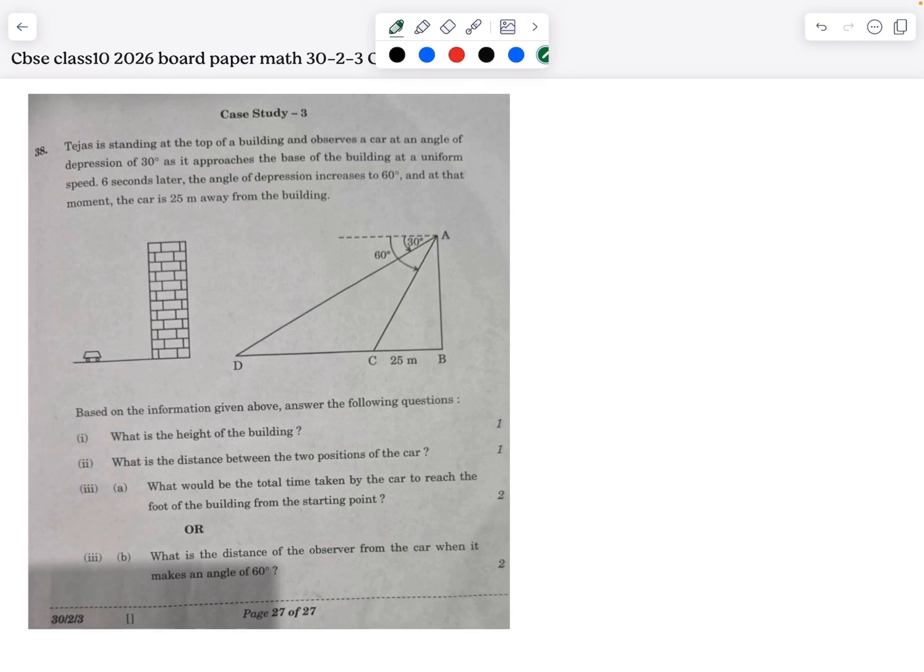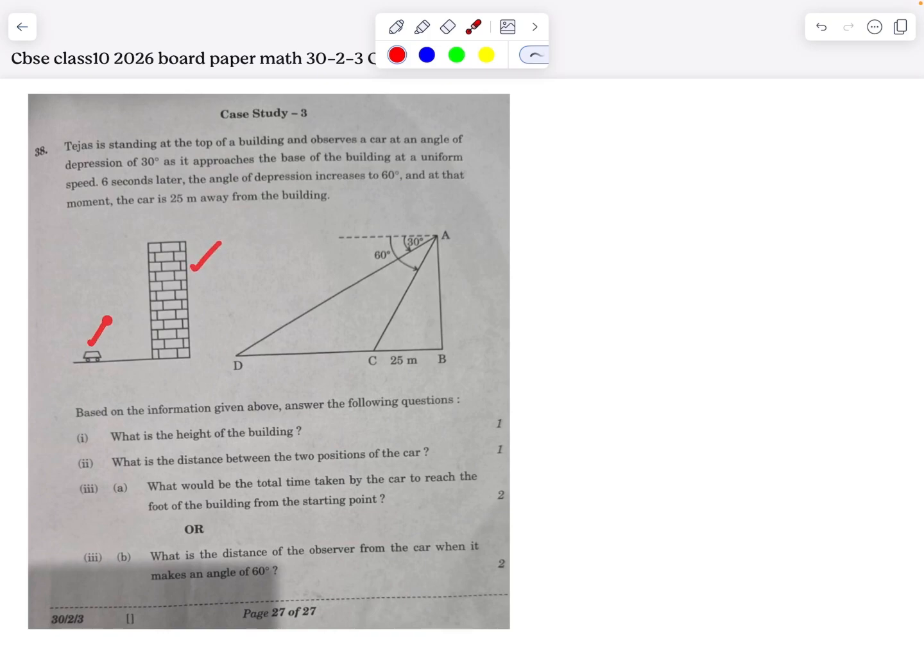Tejas is standing at the top of a building and observes a car at an angle of depression of 30 degree as it approaches the base of the building at a uniform speed. 6 seconds later, the angle of depression increases to 60 degree and at that moment the car is 25 meter away from the building. Let's observe the diagram given.